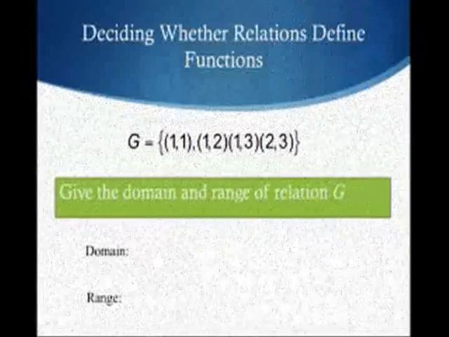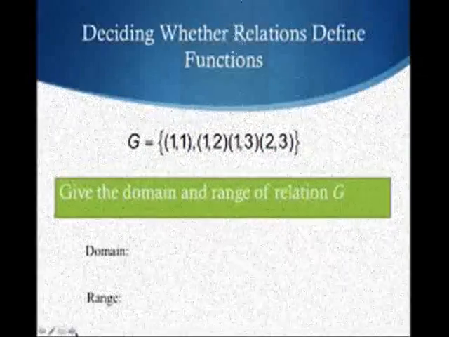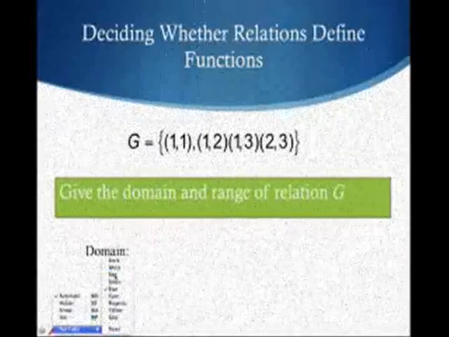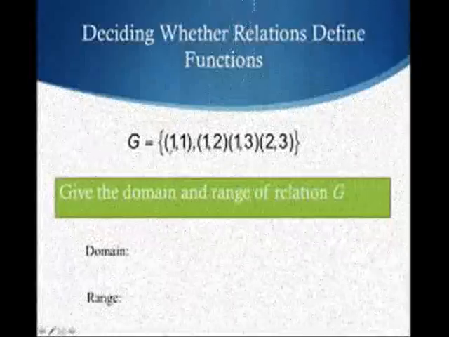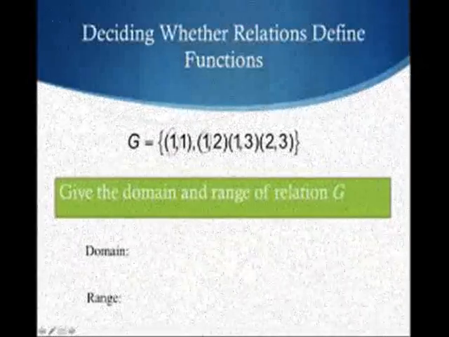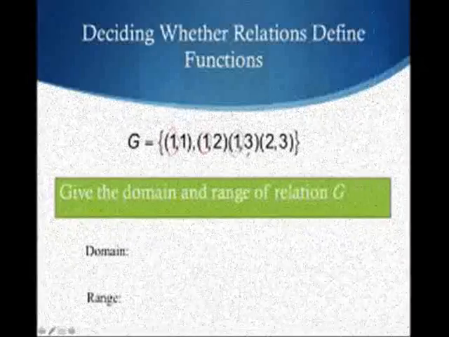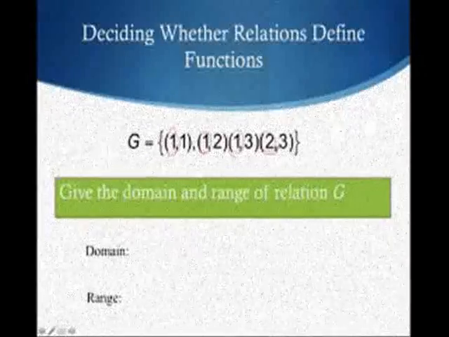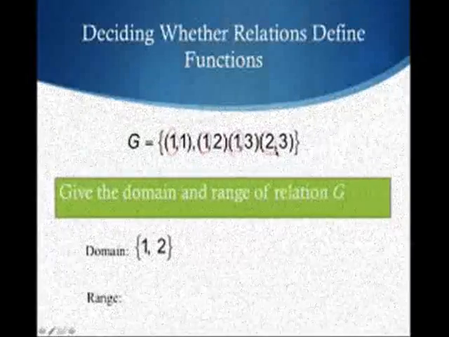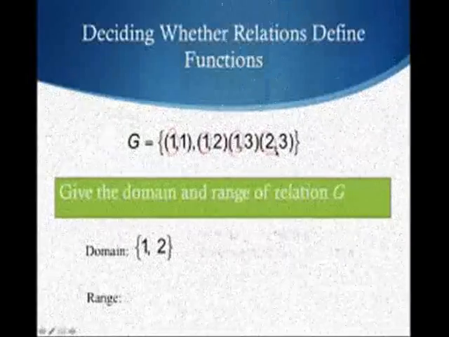All right, let's work on this one. Here we have relation G. Let's try to figure out the domain and range. What are my domains? Well, I see I have a 1 there, a 1 there, a 1 there, and a 2. So am I going to list 1, 1, 1, 2? No, I'm simply going to list 1 and then 2.